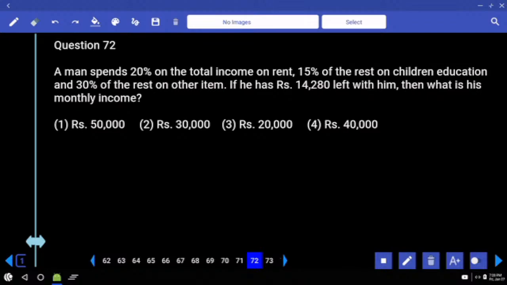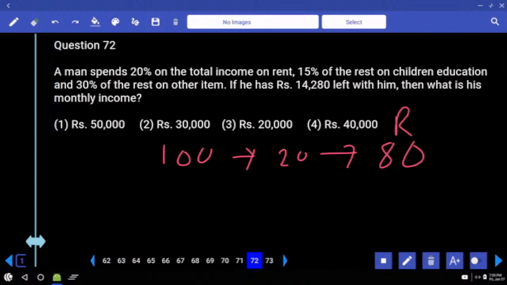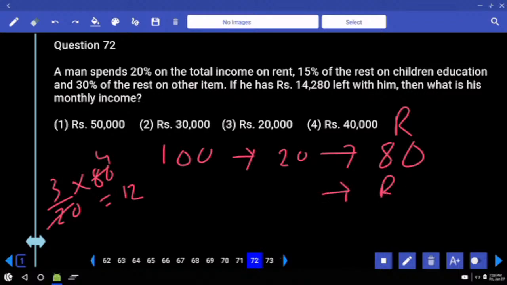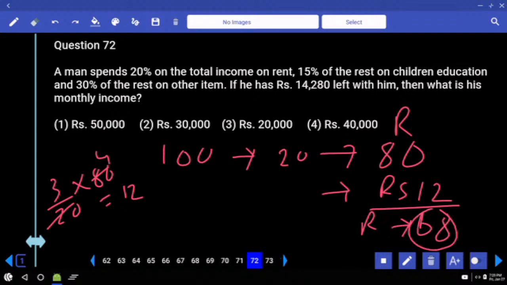A man spends 20% of total income on rent. I am assuming again 100 rupees is my income. 20% on rent, so 20, and the remaining amount is 80. 15% of the rest, that is 15% of 80, means 3 by 20 into 80. He is spending 12 rupees. After spending 12, the remaining amount is 68. Now on 68 he is spending 30%, 30% of 68, which is 20.4.